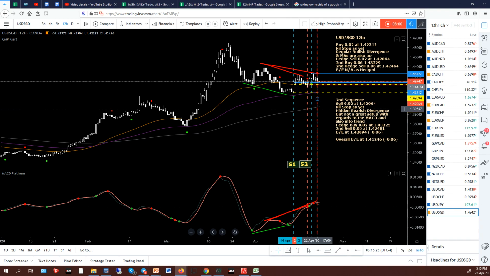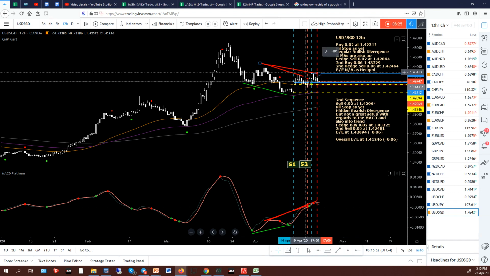And USD Singapore dollar, final one. New sell signal today. This is a little bit different, but not too bad. There's 2 sequences again. So this is the first. I should put sequence 1, but you can work it out. It's the first one. There's sequence 2. Sequence 1 starts here. So we've got a buy, hedge sell, second buy, second hedge sell. So that's that there, second hedge sell.